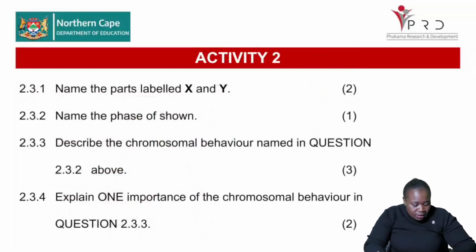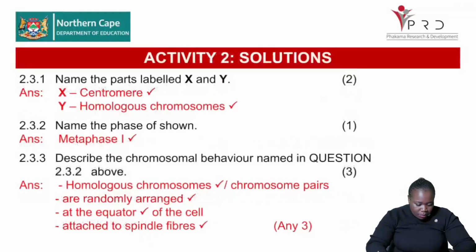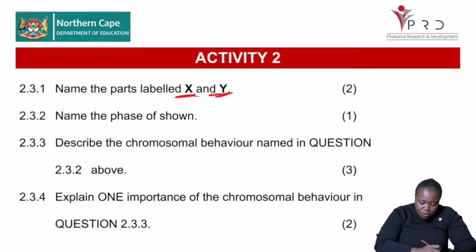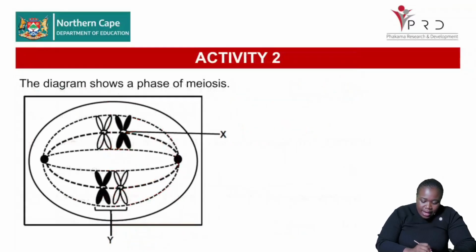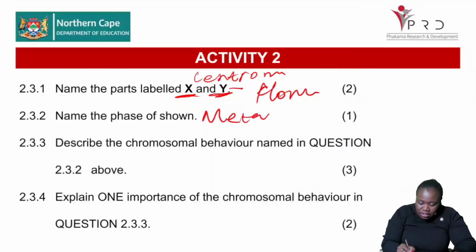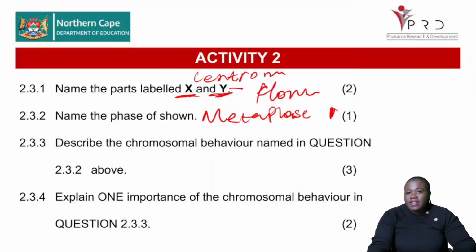Okay, 2.3.1 up to 2.3.4. It says here, name the parts labeled X and Y. As we can see, X is the centromere and Y is the homologous chromosomes. Centromere and homologous chromosomes. Name the phase that is shown. We have already established that that is metaphase I. If you do not specify that it is metaphase I, you are not going to get that mark, because it could be metaphase II.